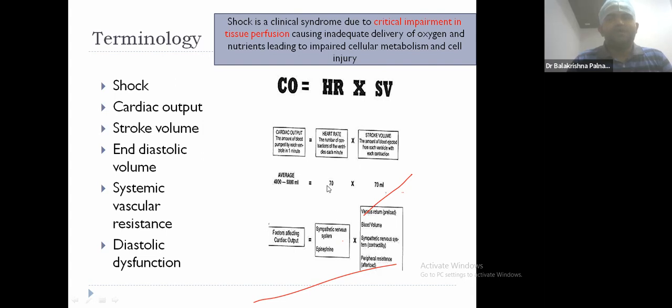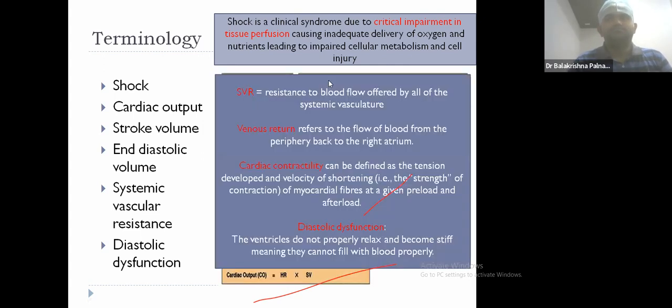Obviously, whenever cardiac output is reduced because of shock, the first thing the body can do is only increase its heart rate, because it is innervated by the sympathetic nervous system. But it can't do anything related to your stroke volume. It can't increase its preload by increasing venous return. It can't increase its contractility. It can't decrease or increase its afterload. So the only compensatory mechanism the body can use is to increase its heart rate. Systemic vascular resistance is the resistance to blood flow offered by all of the systemic vasculature. Venous return is simple. It refers to the flow of blood from the peripheries back to the right atrium.